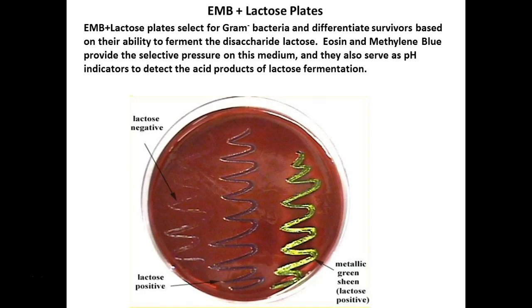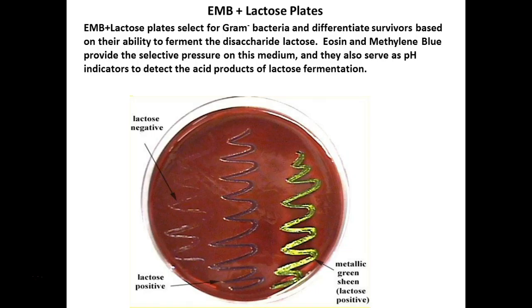Okay. So for the EMB plates, it's selective for gram negative. So you should have only had growth if you had a gram negative, right? If you had no growth, that tells you and confirms you had a gram positive, right? What kills the gram positives? What in this media is inhibitory? The eosin and the methylene blue, the two dyes.